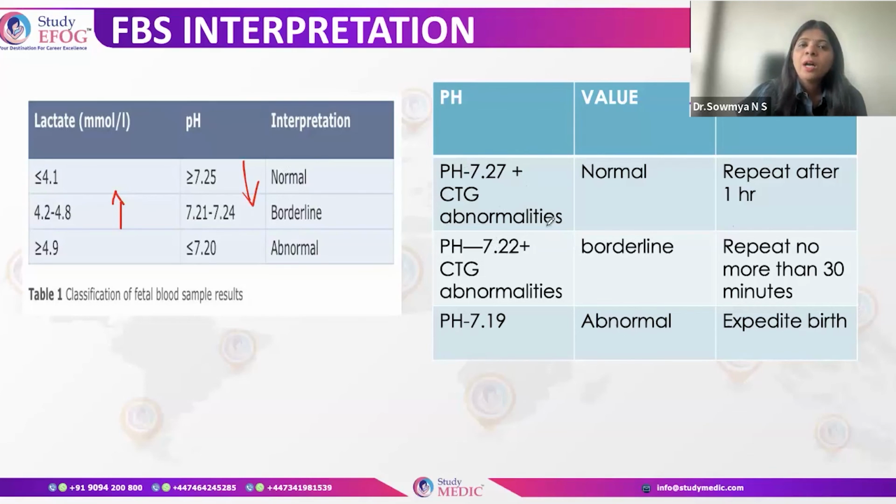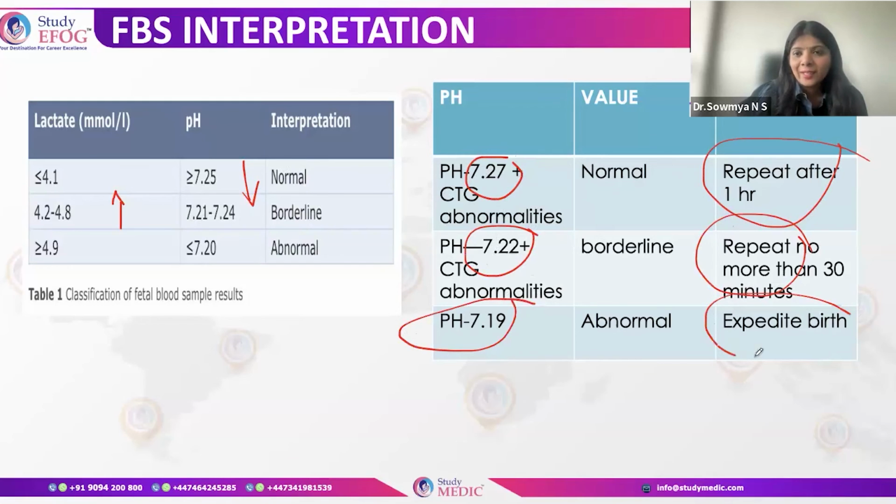So whenever you have a normal pH with continuing CTG abnormalities, you repeat after 1 hour. When you have a borderline one, that is 7.21 to 7.24, you repeat after 30 minutes. When you have a pH of 7.19 or below, you expedite the birth.